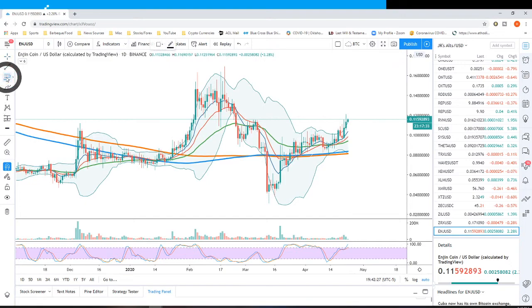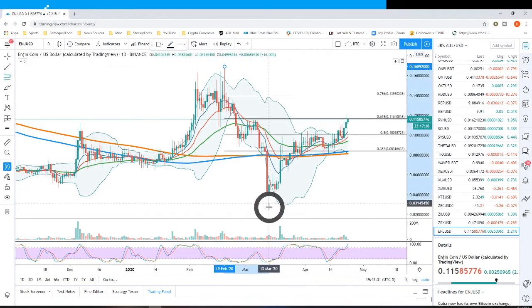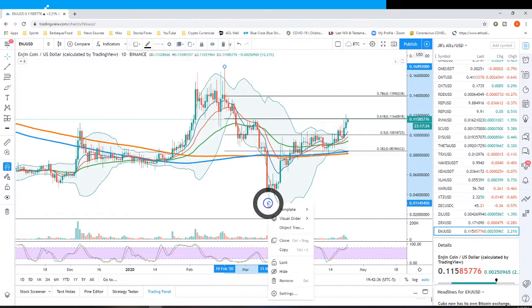Let's go look at some fibs on it, and let's see what kind of resistance zones we are looking at. So basically it's hitting the 61.8 right now.